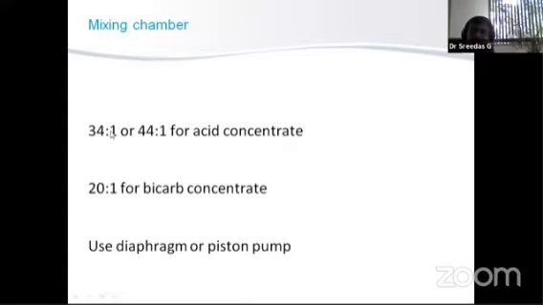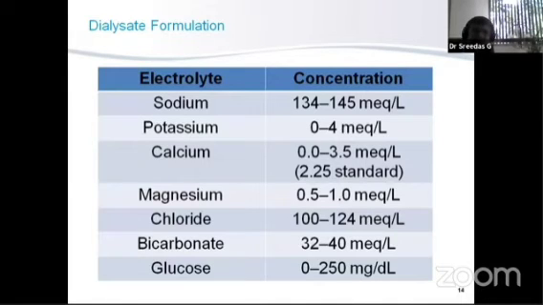You can have either a 34:1 or a 44:1 concentration for an acid. But bicarb, usually we mix in a ratio of 20:1. And this mixing is usually by a diaphragm or a piston pump. The final dialysate will have the concentration like this. Sodium, almost the same as what we have in blood, 134 to 145. Potassium, we know that we have K0, K2. Calcium also, we have a standard 2.25. But again, you can have a low calcium bath that is custom made. Then magnesium, chloride, bicarbonate, and sugars.